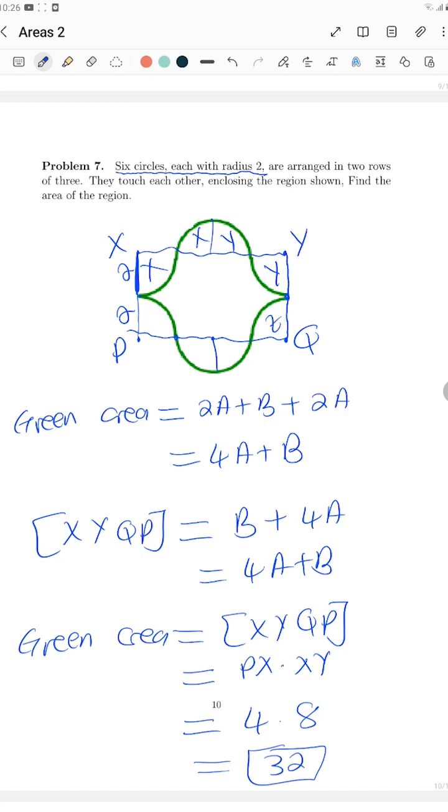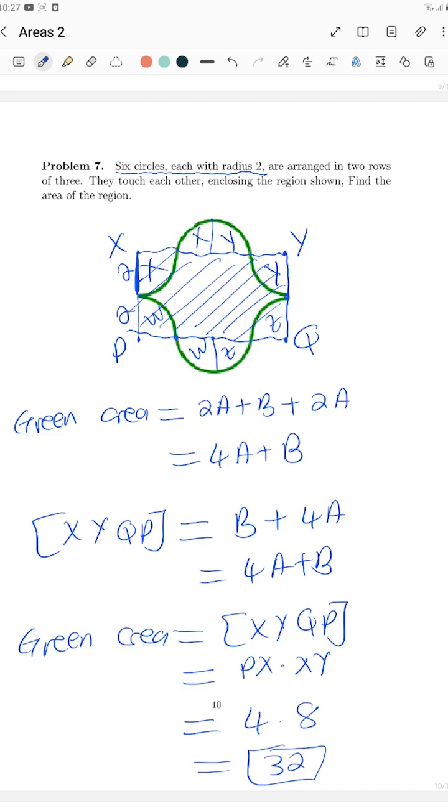Part Z I can copy and paste over there. And part W I can copy and paste over there. And so the area of the region desired is equivalent to, again, the area of rectangle XYQP. Done and dusted. We can work out each of the sides because we know that it's made up of 6 circles of radius 2. A cute little problem, and it turns out that the answer is 32.